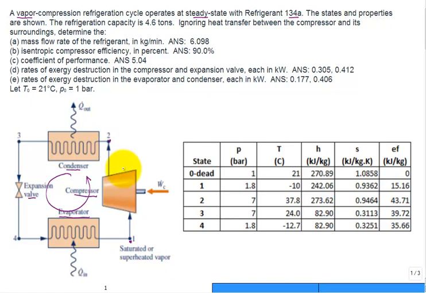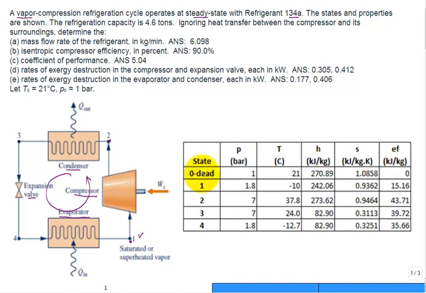State 2 is after the compressor, so it's going to be superheated vapor. State 3 is typically saturated liquid or subcooled liquid. And then the expansion valve, it'll be isenthalpic coming down. All right, so the states and the properties are shown. So the states are shown on this layout or schematic.